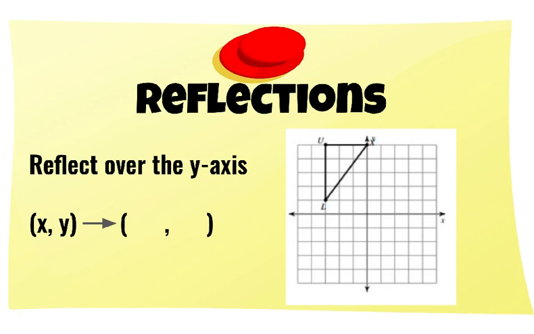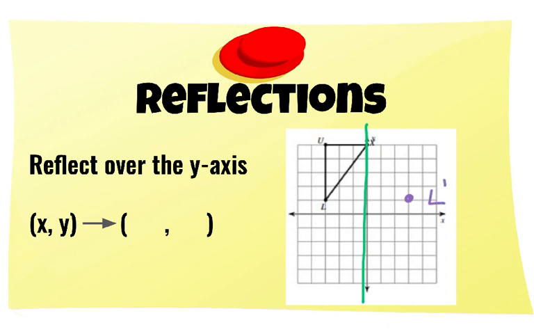Let's try another one. Reflect over the y-axis. So let's first identify our y-axis. Our y-axis is right here. That's my line of reflection. So I can see that when I reflect it, it should end up over here in quadrant 1. Let's do one point at a time. Remember, let's start with L. L is starting off over here. It is 3 units from it, so I need to do 3 units the other direction. So my new L is going to be located right here, L prime.